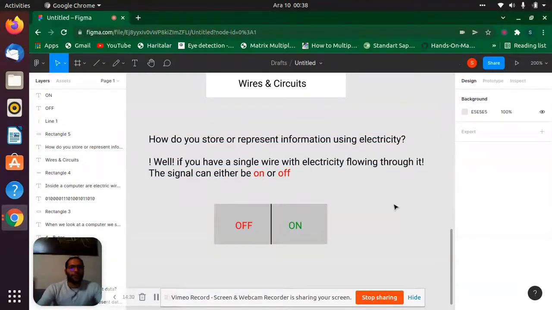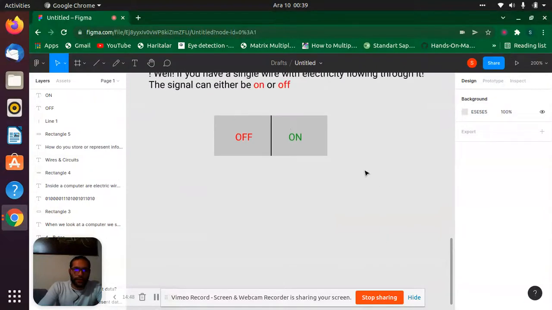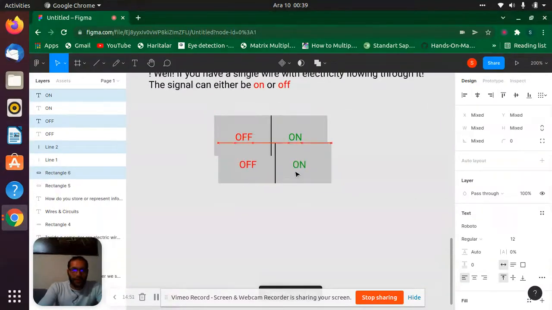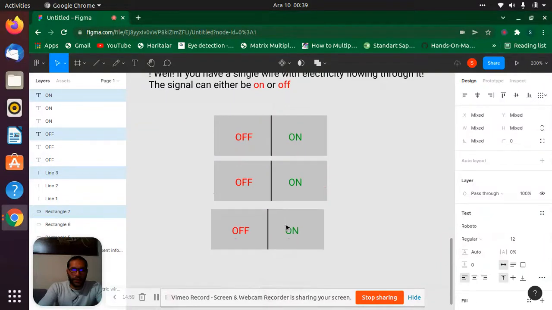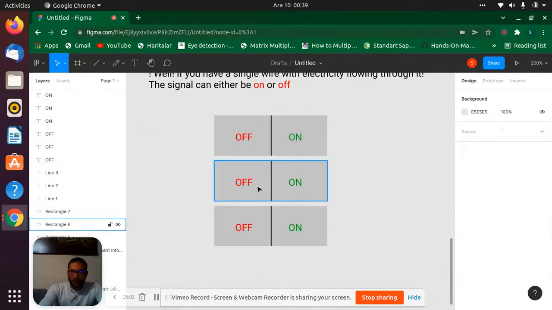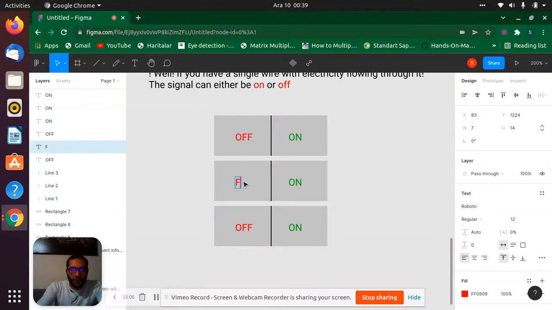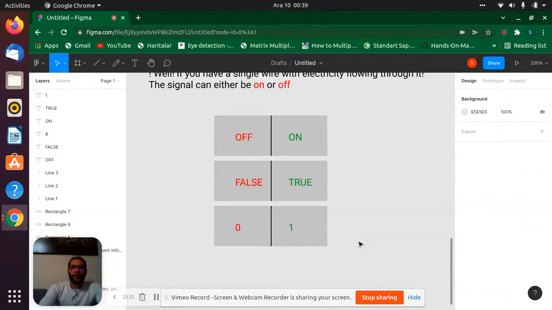So if you have a single wire with electricity, just think the coming in, wire, so it's flowing through it, the signal can be either on or off, yes or no, or something like that. So also I will put there some other kind of notation. Maybe you can really feel good with this. Also, I want to put other one here. Maybe the first one will be better. So it can be false or true or zero or one, right?